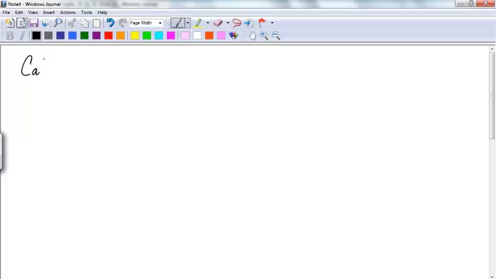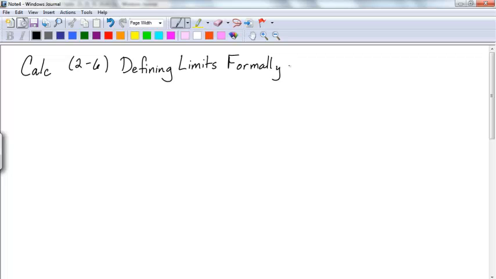Okay, so put this in for defining limits. And remember, the limit's always read on the y-axis. Defining limits formally with epsilons, sorry, there's just one L there. With epsilons and deltas.